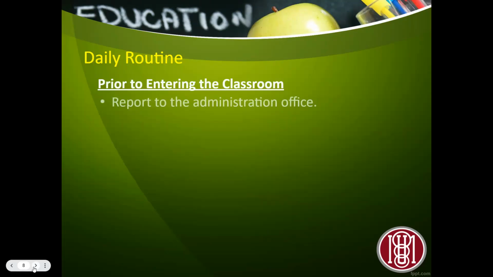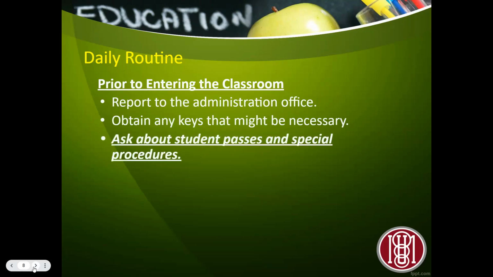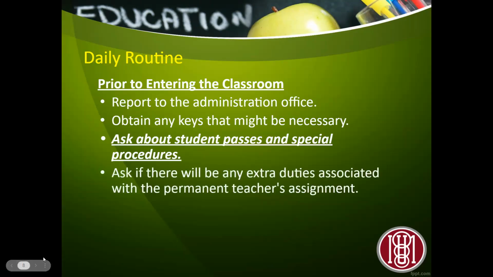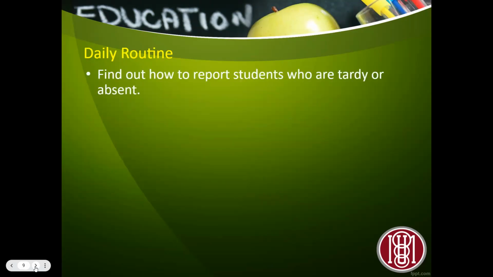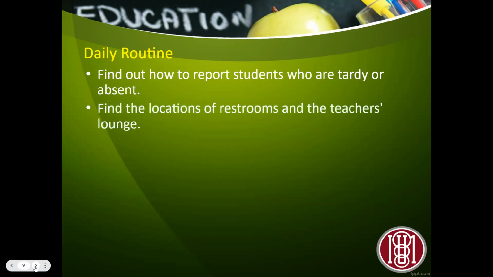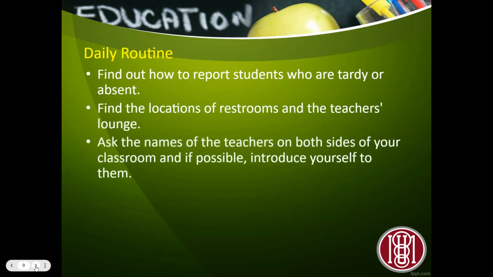Prior to entering the classroom, report to the admin office, obtain any keys that might be necessary, and ask about student passes and special procedures. Ask if there are going to be any extra duties, like a lunch duty or gym duty, study halls, things like that. Find out how to report tardy or missing students. Find the locations of the restrooms and the teacher's lounge for yourself. Ask the names of the teachers on both sides of your classroom and introduce yourself to them.